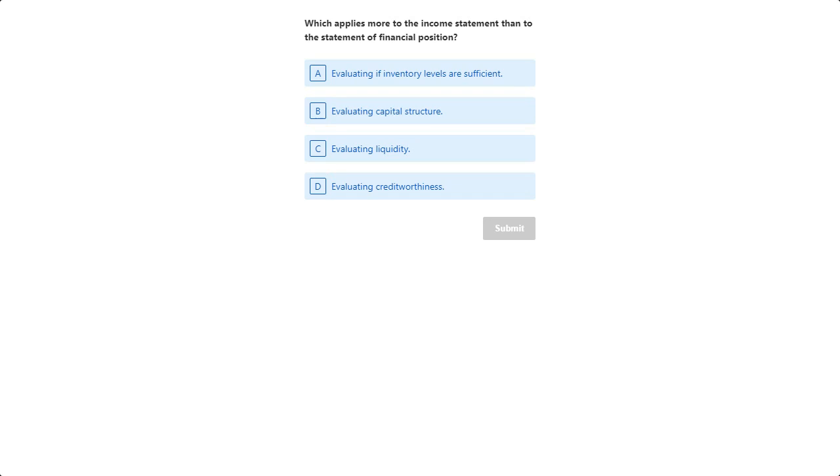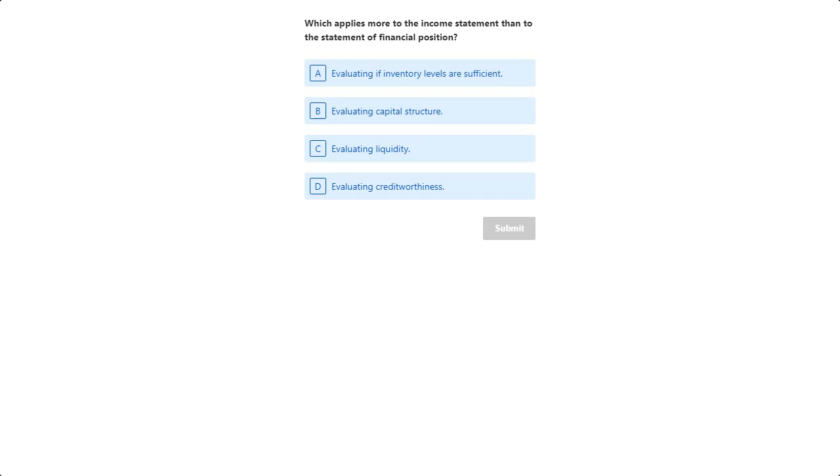If you don't have any accounting background, you've never done any kind of financial statement analysis, you're not even aware of the financial statements, the balance sheet, the income statement, statement of cash flows. Think about your own personal experience with applying for credit, which applies more to the income statement. Think about yourself if you're applying for a car loan. You want to buy a new car. So inventory levels are not going to be relevant.